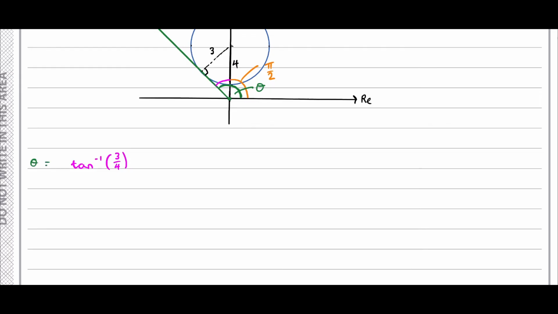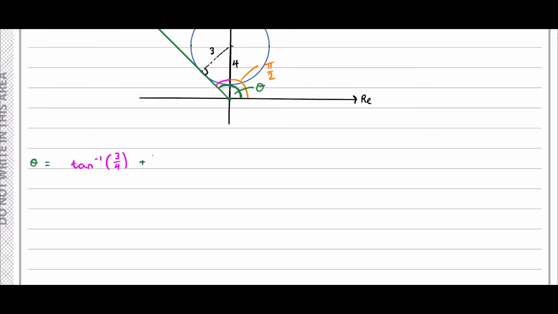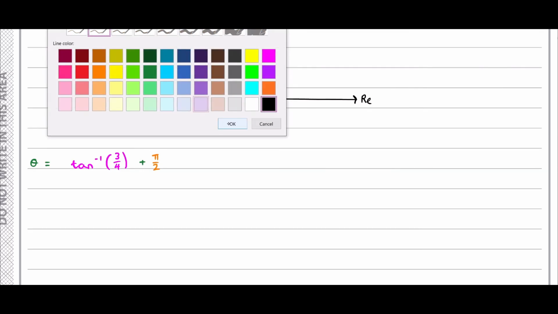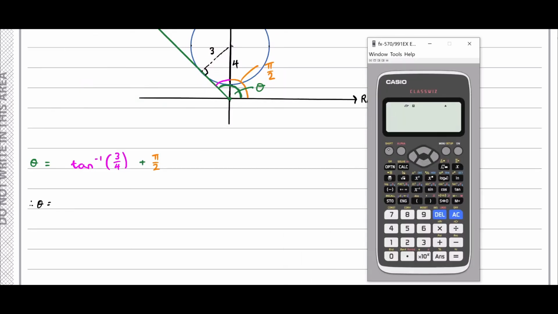Then we also have this pi over 2 over here, so we add on pi over 2. Therefore, we can conclude that theta is equal to the inverse tangent of 3 over 4 plus pi over 2, which is 2.21. So we have 2.21 radians.